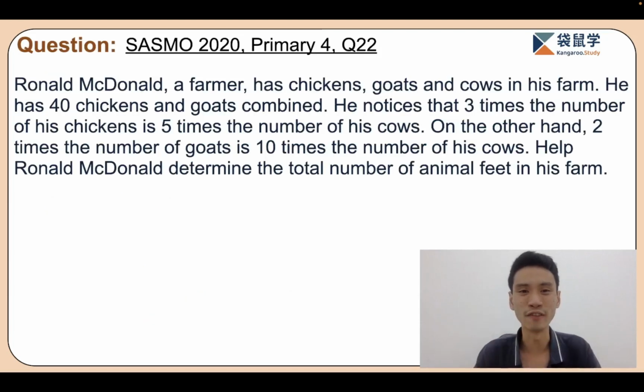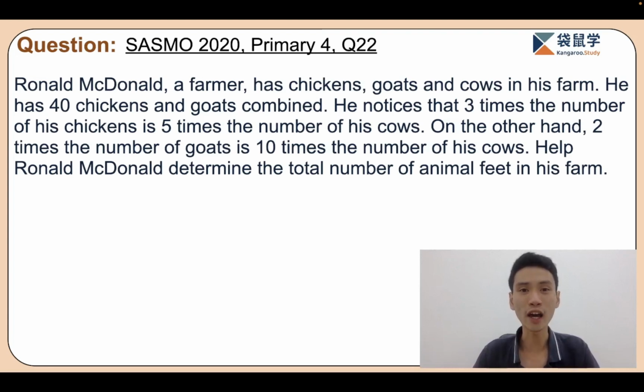Ronald McDonald, the farmer, has chickens, goats, and cows in his farm. He has 40 chickens and goats combined. He notices that 3 times the number of his chickens is 5 times the number of his cows. On the other hand, 2 times the number of goats is 10 times the number of his cows. Help Ronald McDonald determine the total number of animal feet in his farm.